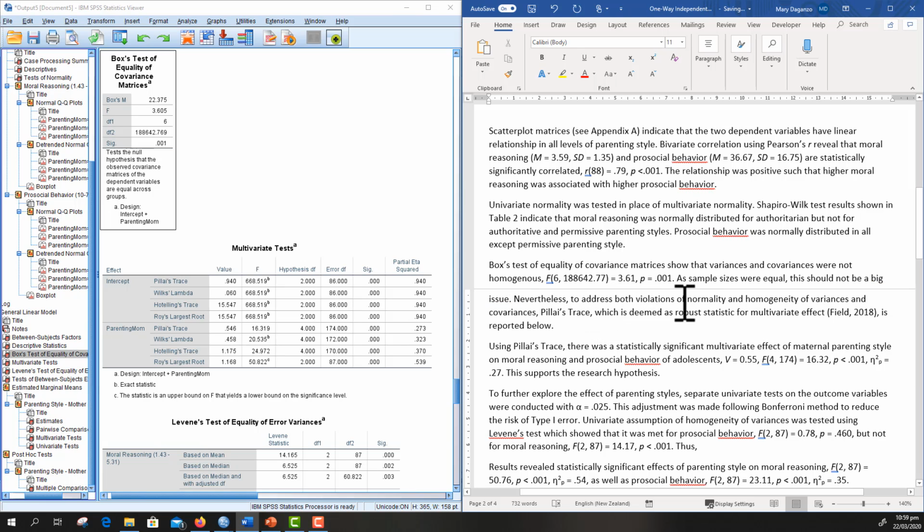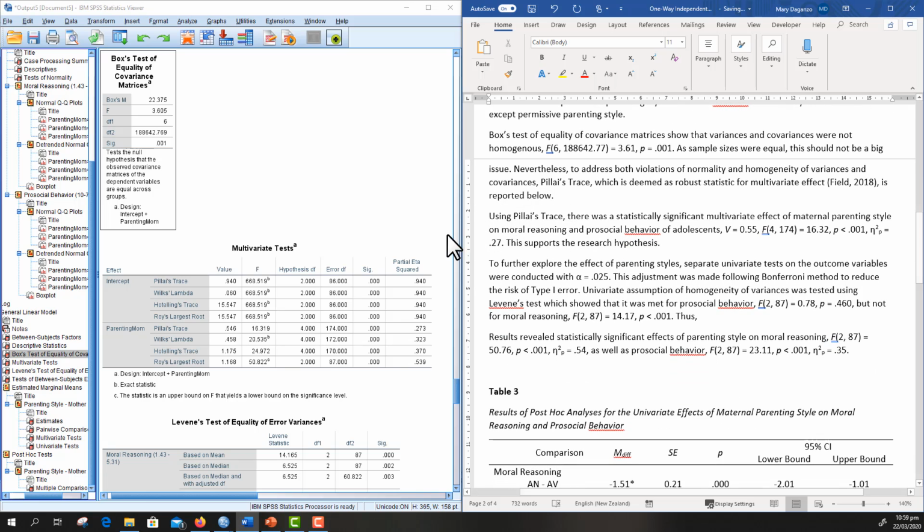Nevertheless, to address both violations of normality and homogeneity of variances and covariances, Pillai's trace, which is deemed a robust statistic for multivariate effect. So see, because I'm making a claim about the robustness of the statistic, I cited Field here to support my claim. Okay. And so we proceed with the multivariate effect.